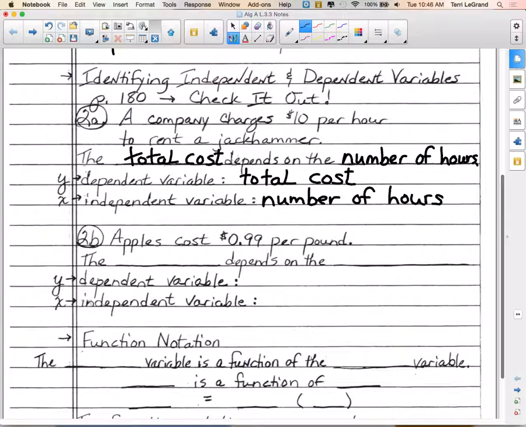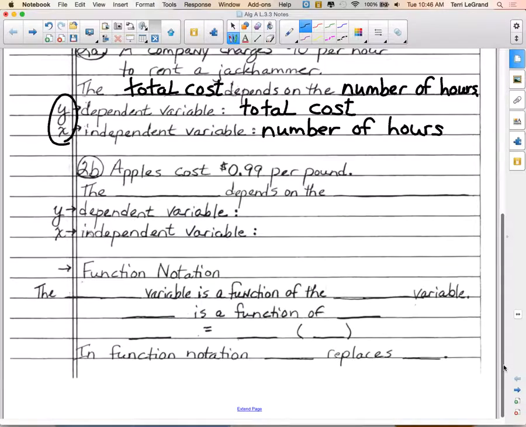And notice what I put off to the side here. Remember, dependents are going to be y's, independents are going to be x's. So if we had to write an equation for this or an expression, whichever, we would be able to do it. But we're not practicing that right now.